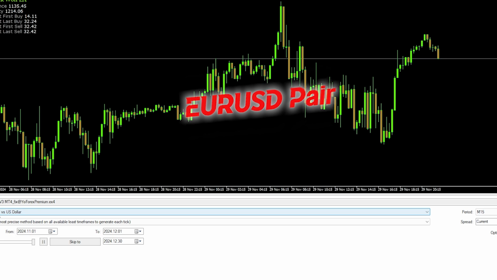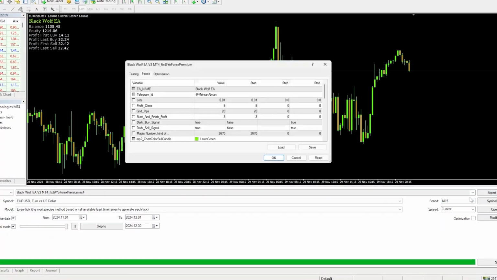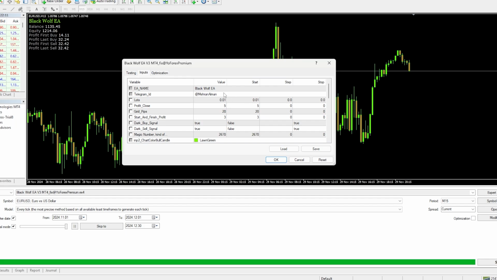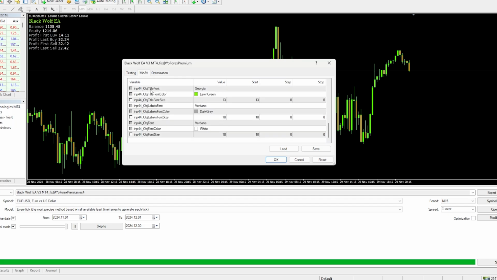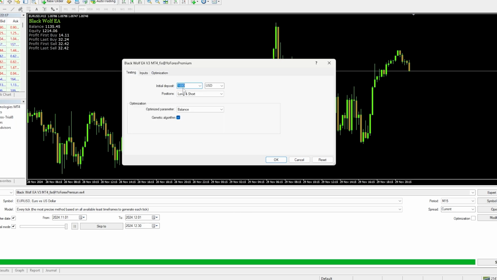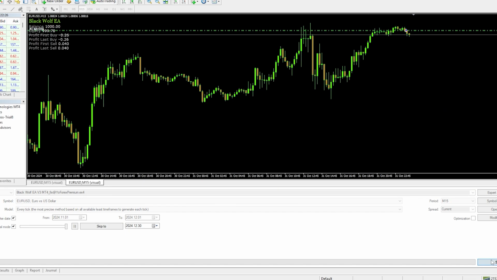So first we are on the back testing part, where I am trading this EA on the prestigious Euro USD pair and M15 time frame. So I will share the expert properties as well, where this is the input section. So you can just copy the settings, or else you can customize your settings according to your preferences. I have placed the trade on a $1,000 account. So here we start our trade.